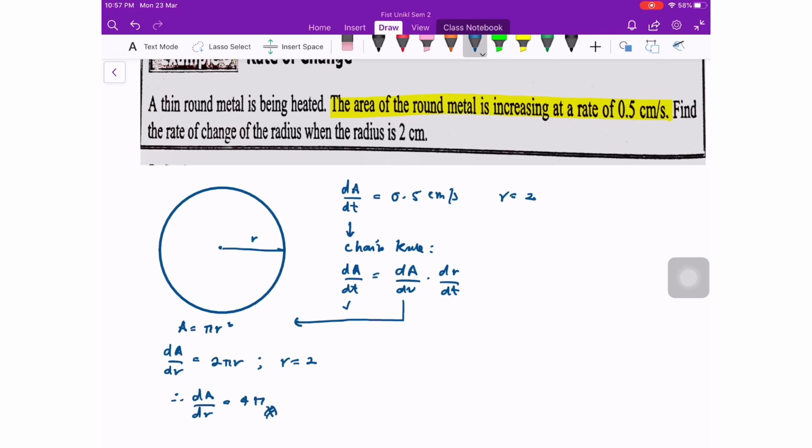Then we plug in. We have dA over dt, which is 0.5. I convert it to a fraction: 0.5 is equal to half, which equals dA over dr, 4 pi, times dr over dt. Therefore, as we simplify, we get the value of dr over dt equal to 1 over 8 pi. The unit here is cm per second. So this will be the final answer.